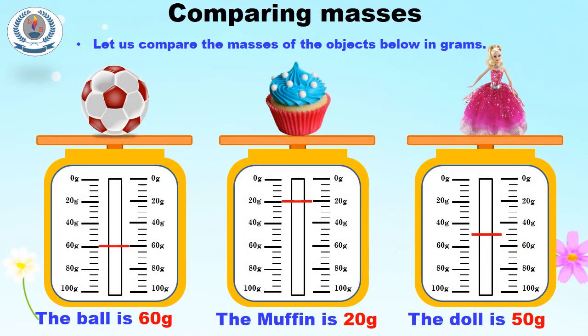Comparing masses. Let's compare the masses of objects in grams. There are 3 scales. Look at these scales. The ball is 60 gram. The muffin is 20 gram. The doll is 50 gram.